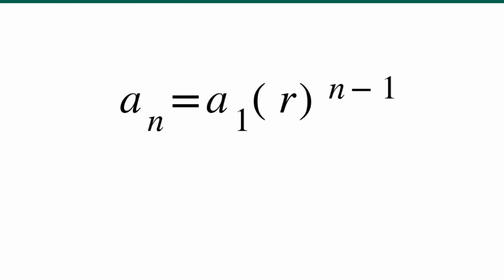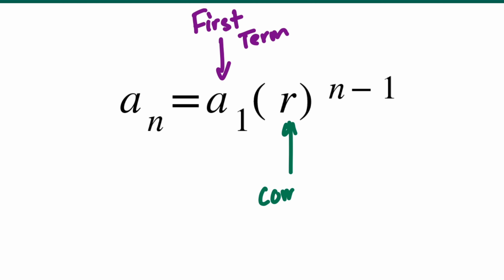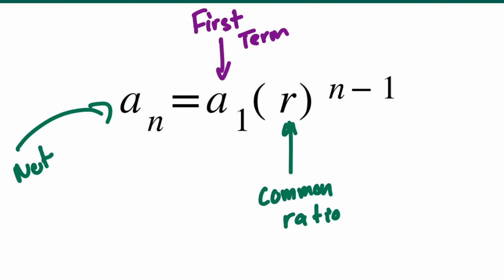All right, so let's break this down. We still have the first term, okay? Now we have the common ratio. We still have the notation. And we still have the nth term, the term that we're looking for. So things are really just organized differently, and that's about it, okay?